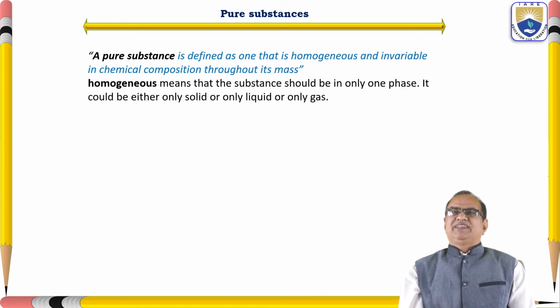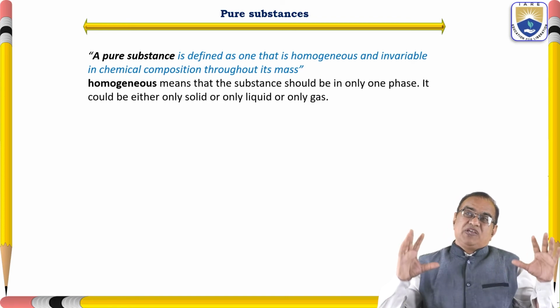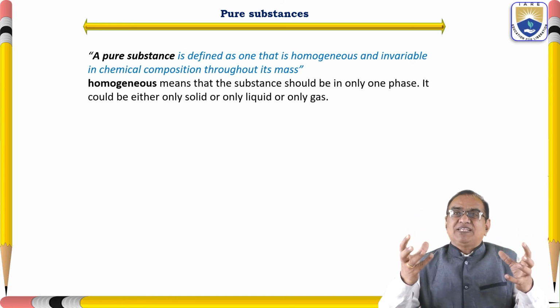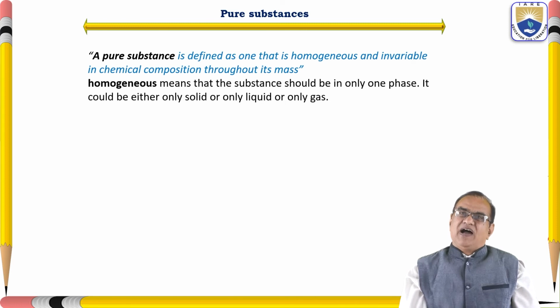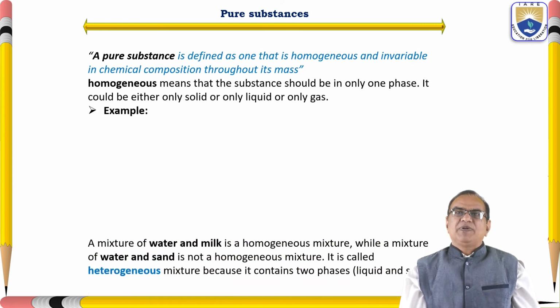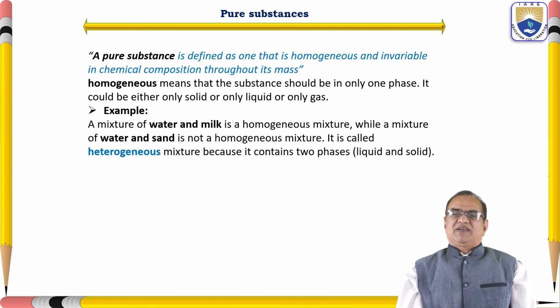Homogeneous means that the substance should be in only one phase. It could be either only solid or only liquid or only gas. So if it is solid, it means different particles or different atoms should be in the same phase, either solid, gas or liquid. Examples: a mixture of water and milk is a homogeneous mixture, while a mixture of water and sand is not a homogeneous mixture. It is called a heterogeneous mixture because it contains two phases, solid and liquid.